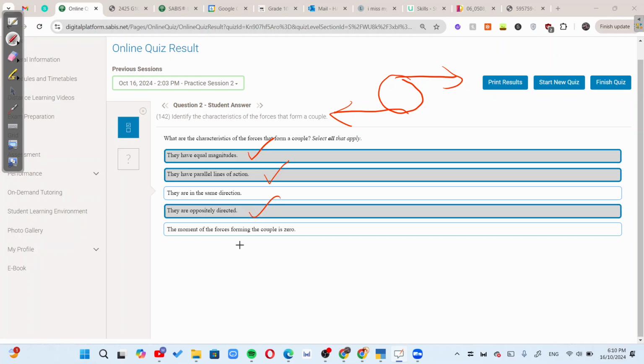The moment of these forces forming the couple is zero? The moment of the forces forming the couple isn't zero. The net magnitude of both of them canceling each other out is zero, but the moment of the forces forming it is not zero. So, next question.